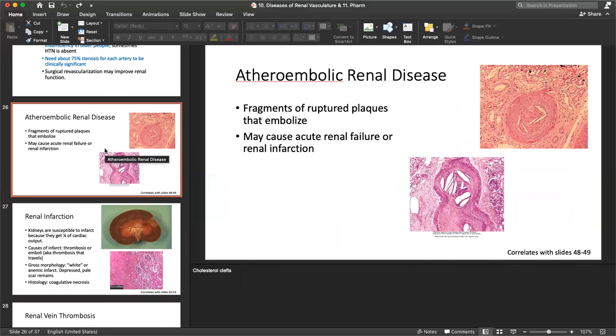Atheroembolic renal disease. This is going to be fragments of ruptured plaques that embolize, and they can go and get stuck in the kidney. It can cause acute renal failure or renal infarct. I think this one's really easy to point out because they look like little shards of glass or something in there, and it's fragments of plaque. So it's the embolism that travels and hurts the kidney.